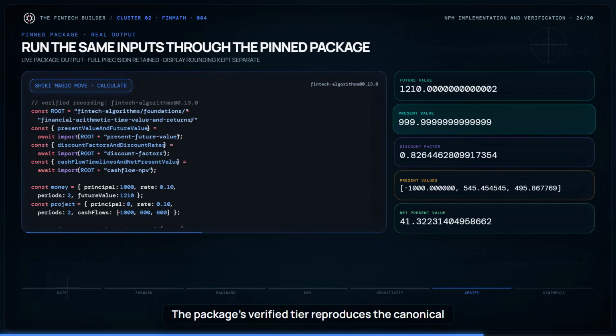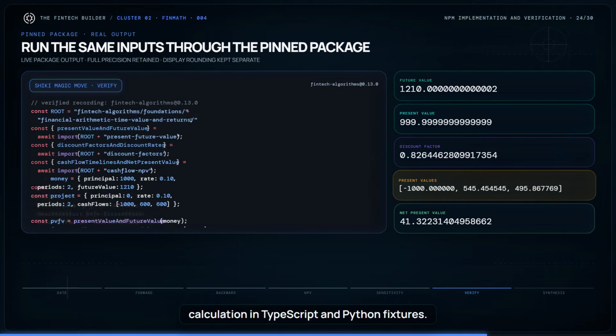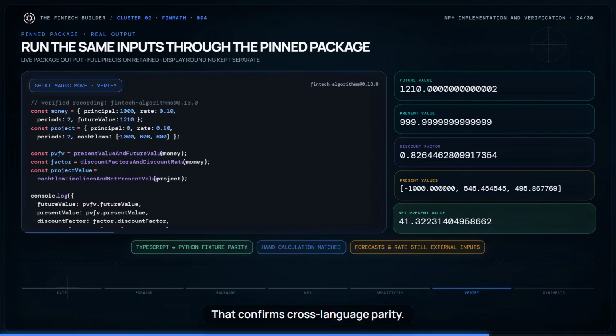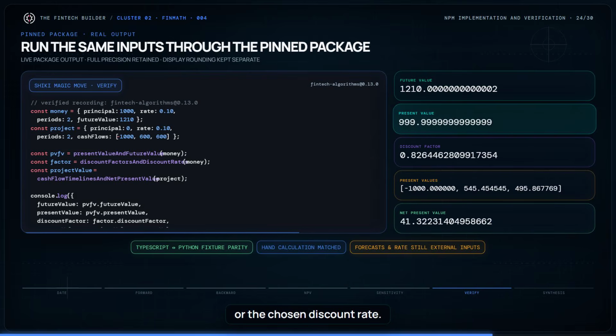The package's verified tier reproduces the canonical calculation in TypeScript and Python fixtures. That confirms cross-language parity. It does not independently validate the cash flow forecasts or the chosen discount rate.